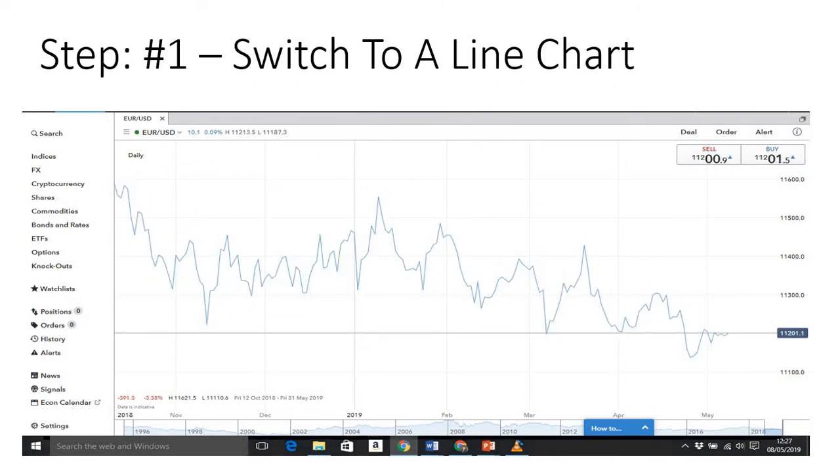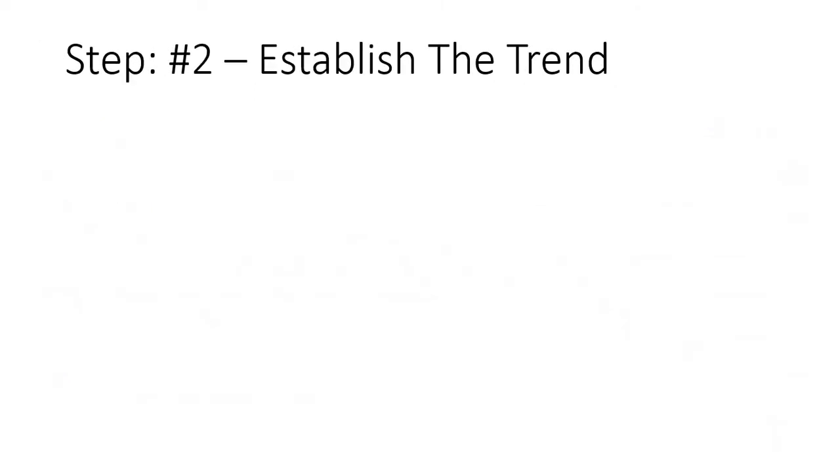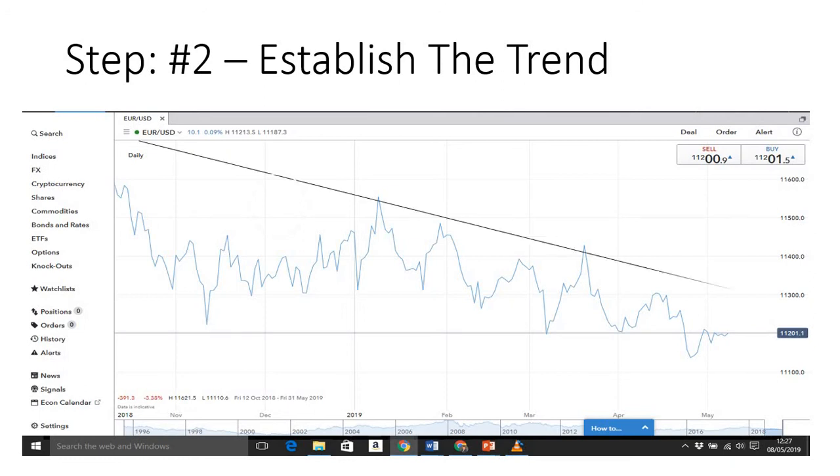Okay, number 2 is to establish the trend. So you need to find either an uptrend by joining at least 2 higher lows or a downtrend by joining at least 2 lower highs. Here it looks like the pair is in a downtrend, but to confirm this it's always best to zoom out as previous areas of the chart movement can invalidate a trend.